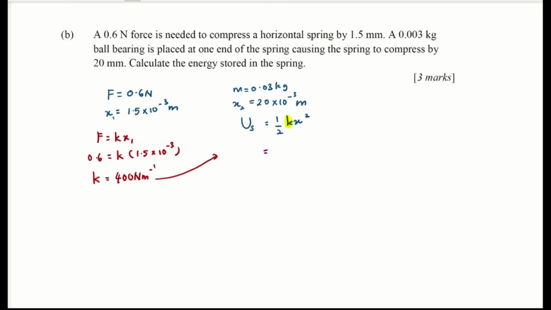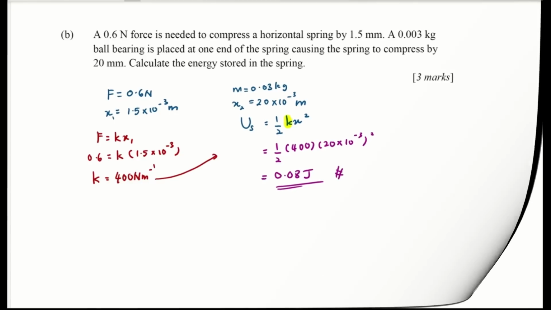Therefore, okay, the energy stored in the spring should be half. K is 400, X is 20 millimeter squared, jangan tertinggal. Okay, and then the final answer is equal to 0.08 joule. Unit mesti betul. Okay, so this is the answer for 4B. So now let's proceed to question 5.